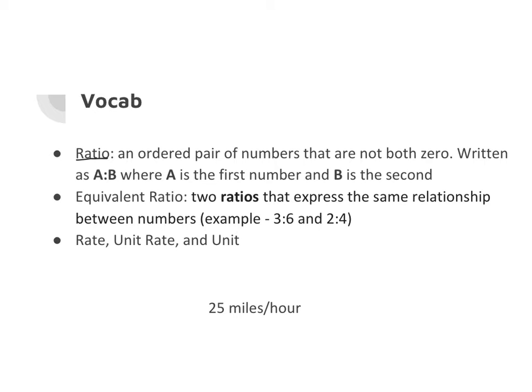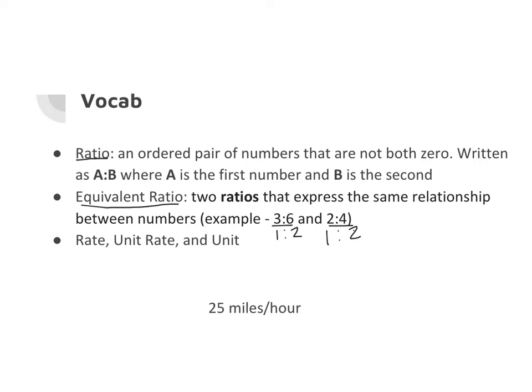Your second vocabulary word is an equivalent ratio, which is two ratios that express the same relationship between numbers. My example is 3 to 6 and 2 to 4, because 3 to 6 can simplify to 1 to 2, and 2 to 4 can also simplify to 1 to 2. So they're just like equivalent fractions, but instead of written as a fraction, they are written as a ratio.